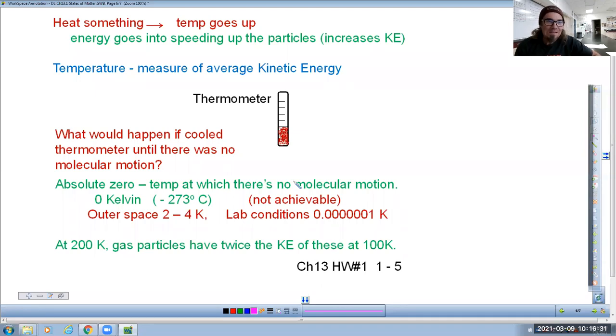Everything expands, and as they expand, the liquid is expanding about 50 times faster than the glass tube is. And so the liquid has nowhere to go but up that really thin tube. And it turns out that human beings figured out that the expansion was linear, meaning that if you heat it up this much, it goes up this much. Heat it up by 10 degrees, it goes up by 1 centimeter. Heat it up by 20 degrees, it goes up by 2 centimeters.